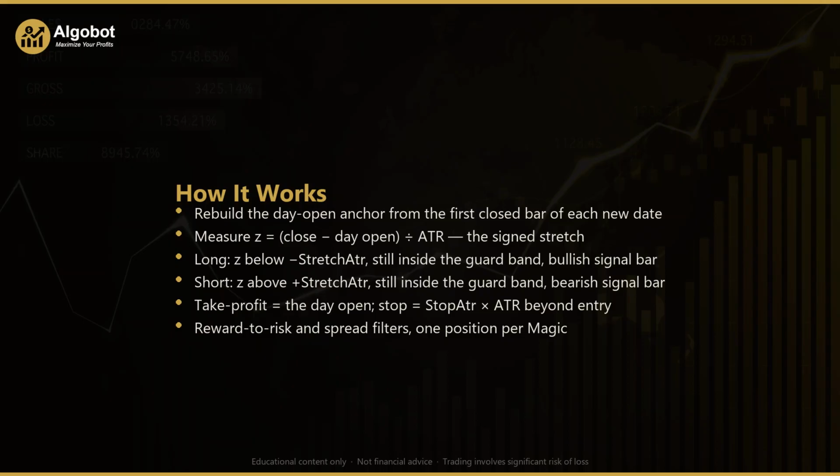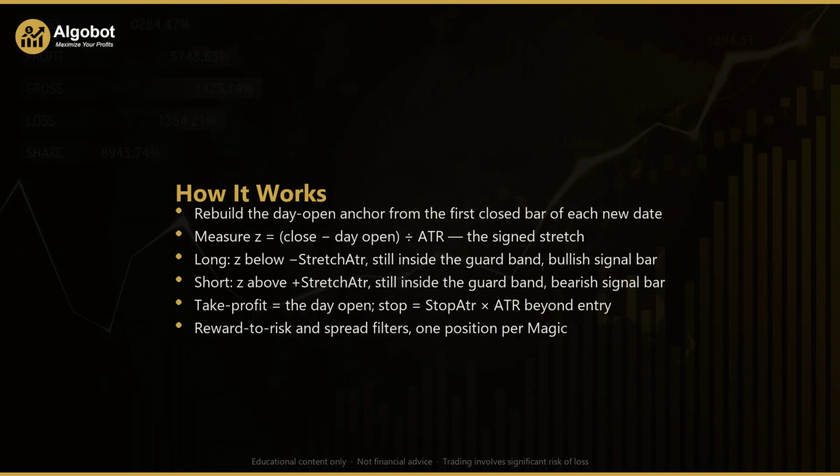The strategy acts once per newly closed bar on your chosen time frame. When a bar closes, it looks at that just closed bar, which it calls the signal bar. First, it maintains the day open anchor. Whenever the signal bar belongs to a new calendar date, the strategy records that bar's opening price as the day open for the rest of the session. Next, it measures volatility with the average true range over the ATR period, which defaults to 14 bars. It then calculates a value it calls Z, the signal bar's close minus the day open, divided by the ATR. This gives the signed stretch from the open, expressed in ATR units.